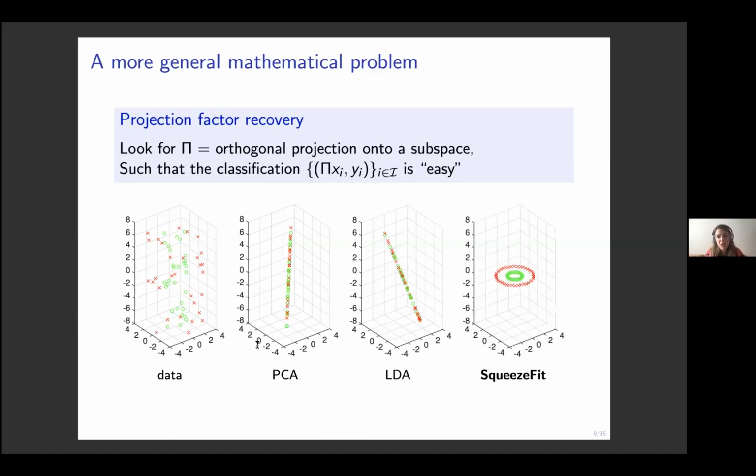So what we're going to do is SqueezeFit, the algorithm that we're going to introduce, which actually identifies that in order to separate these two sets properly, the direction that you want to project to is the XY plane. And I know that this is the XY plane because this is the way I constructed the data. I constructed two concentric circles, and then I added noise in the Z-axis. So this is the projection factor recovery: identify a subspace where, when you project to it, the classification is easy.